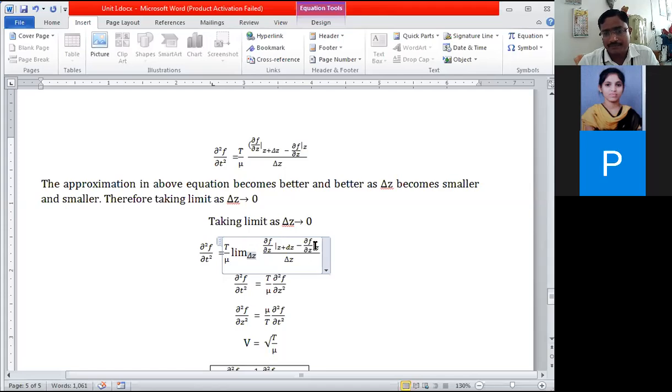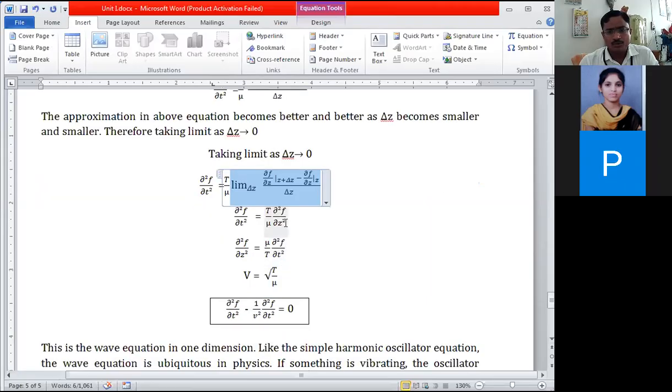If you go by the definition of limits, as limit delta z goes to 0, dou f by dou z at z plus delta z minus dou f by dou z at z, divided by delta z, this is actually the standard definition of dou 2f by dou z square. म्हणजे हे जे काय आहे, this term is actually standard definition of dou 2f by dou z square. So we have termed this term as dou 2f by dou z square. We have simplified.